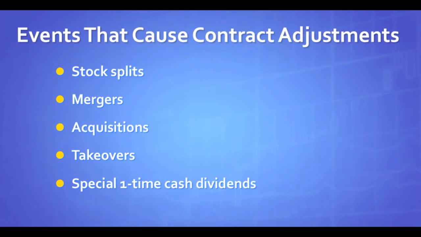So let's take a look at some of the events that might lead to a contract adjustment, and there are several of them. Things like stock splits, which many of you are already familiar with, but other events like mergers, acquisitions, takeovers, and finally special one-time cash dividends, which is actually what did occur in this case.